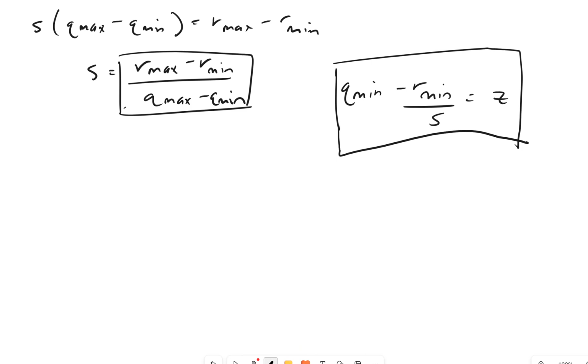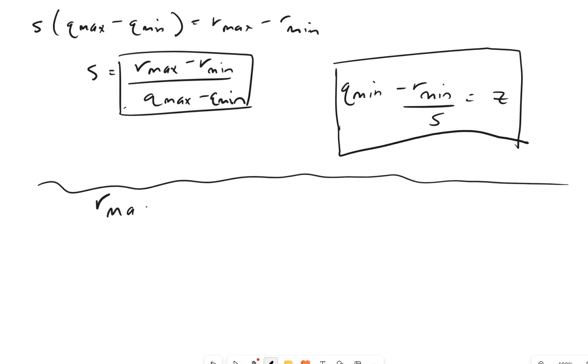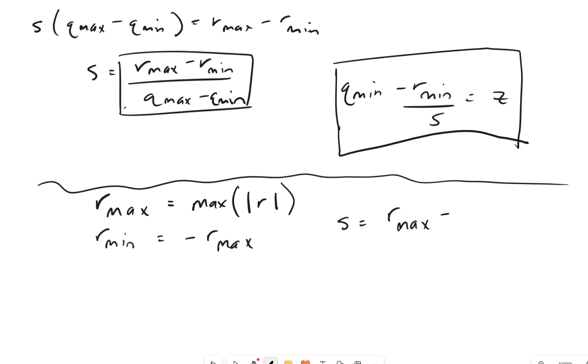Okay, so remember we had the scale parameter being R max minus R min divided by Q max minus Q min. So now we're going to assume that R max is equal to the max of the absolute value of the R tensor, right? And so R min is now equal to the negative of R max. Well, what that's going to do is, if we take our regular scale equation right there, R max minus R min is just two times R max.